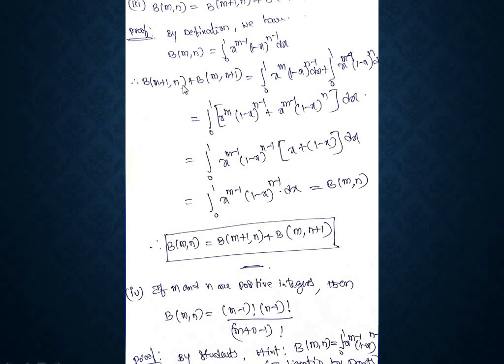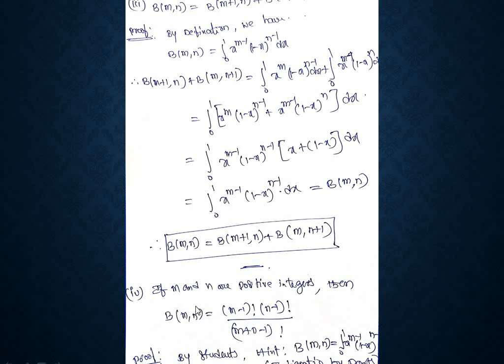So we are starting with the right hand side and proving the left hand side. What we are doing is simply taking the definition and applying it for beta of m plus 1 comma n and beta of m comma n plus 1. By using the basic definition only we are proving this one. And proceeding like this, we can prove some more properties.